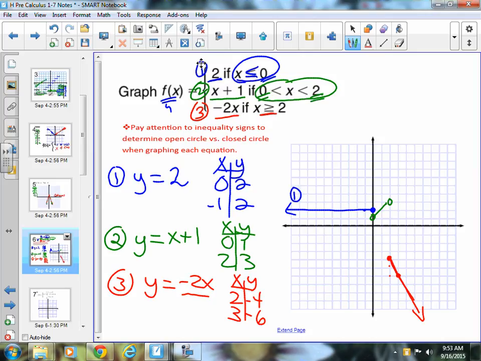So that's a possibility too. So that's my third part. I guess I didn't label this middle one. That's part number 2. Now you don't have to label them on your graph when you do that. If it helps you, it's just kind of a way to keep track of it.